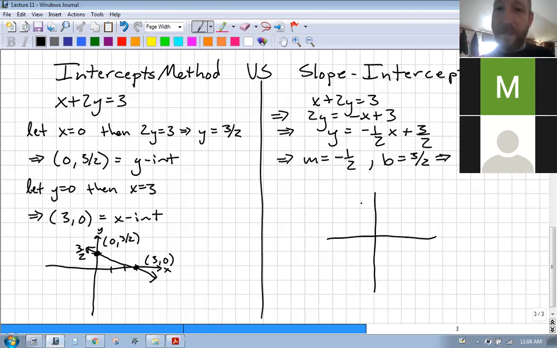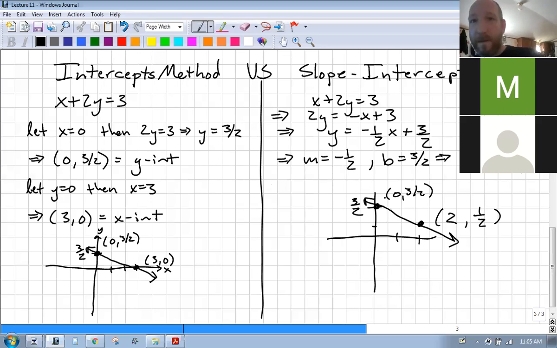So I'd be like, okay, here's 3/2. That's 1 point on the graph. Then I'd use the slope to find another point. If I go down 1 and to the right 2, down 1, and the right 2. So this point, if I went down 1 from 3/2, I'd be at 1/2. If I went to the right 2 from 0, that puts me at 2. And then I draw my line.